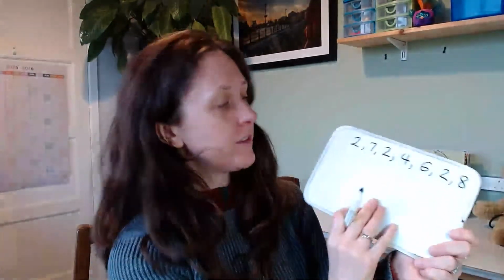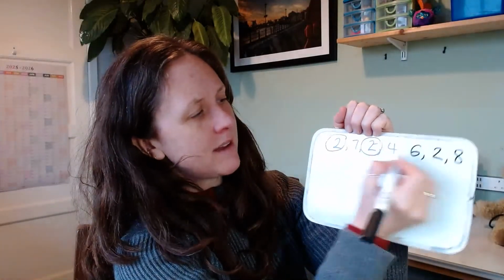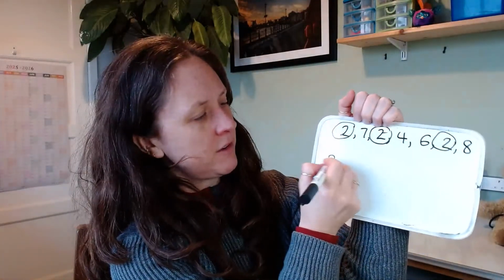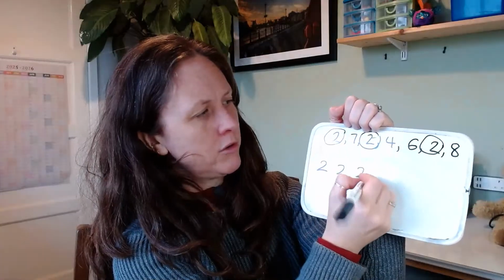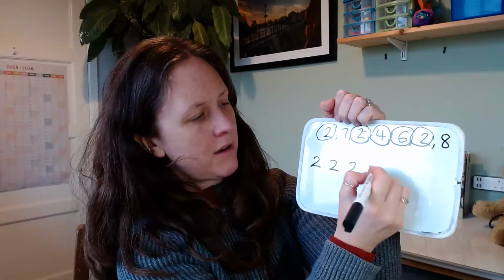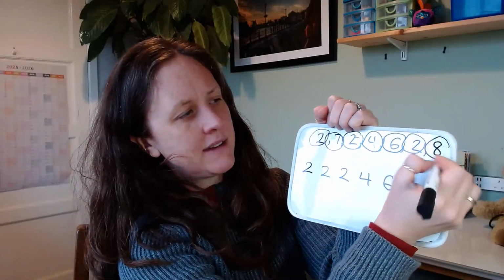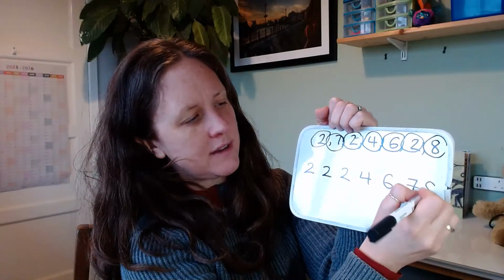Okay, so this one, we can't just start crossing it off. You might have noticed those numbers are not in order. So we've got to order them first. So we find the lowest numbers. We've got 2 is the lowest, and there is 3 of those. So I start off writing 2, 2, 2. The next lowest number is 4, and then 6. So I write 4, then 6. And then finally 7 and 8. So I write 7 and 8.